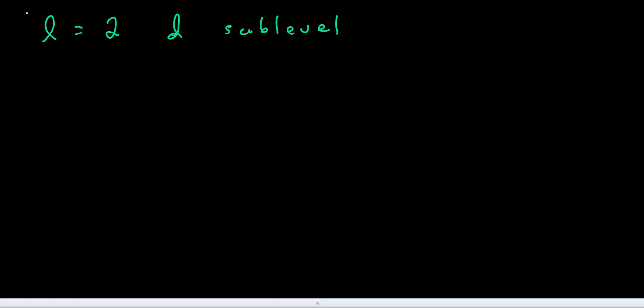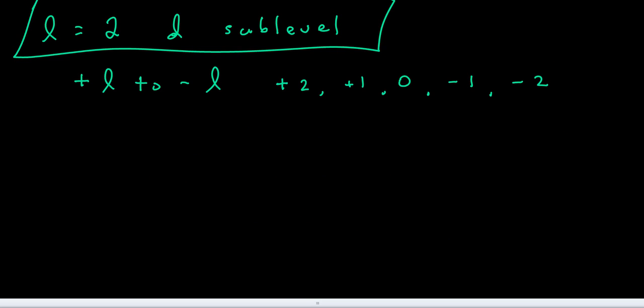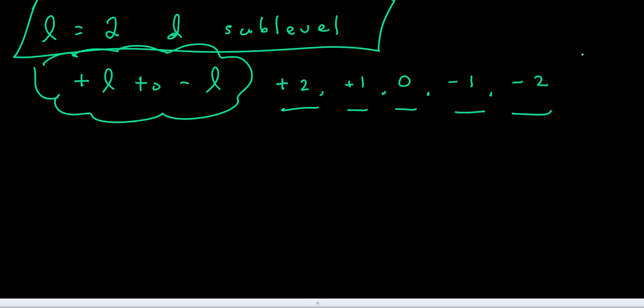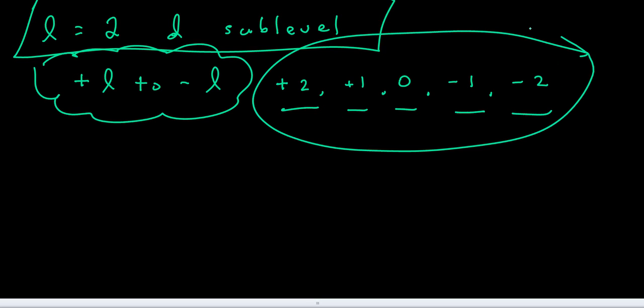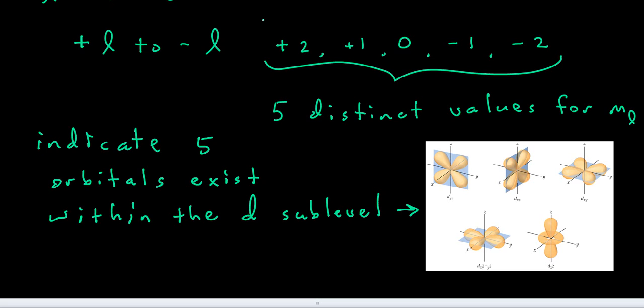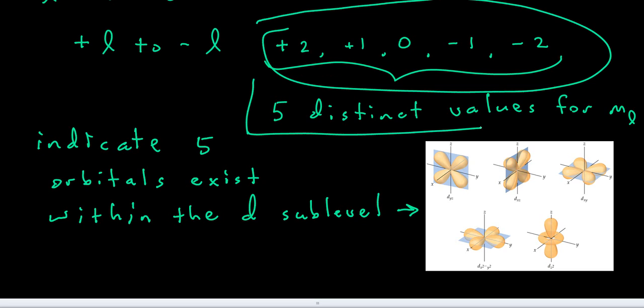Let's take a look at another sublevel. In this case, when the L value is equal to 2, that identifies our sublevel as being the D sublevel. The possible range again for m sub L ranges from positive L to negative L. So this would give us values of +2, +1, 0, -1, and -2 for our m sub L values when we're within the D sublevel. Because L ranges from positive 2 to negative 2, that gives us 5 distinct values for m sub L when we're at an L value of 2 for the D sublevel.